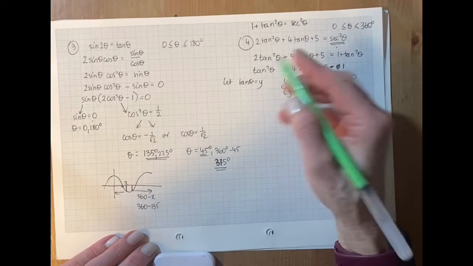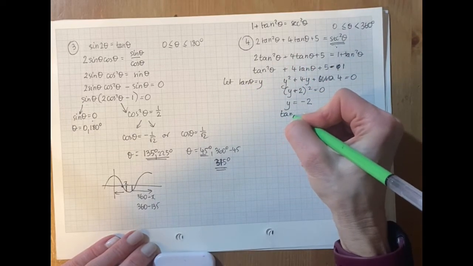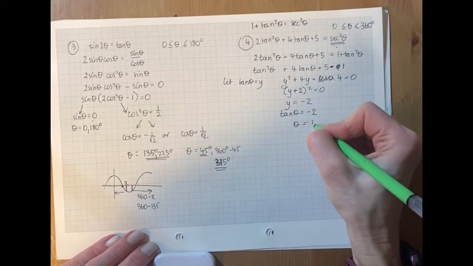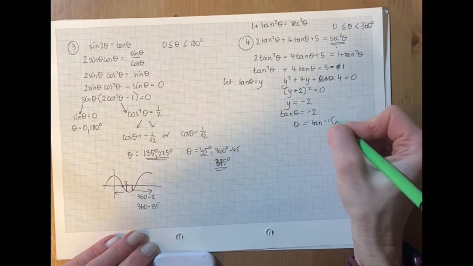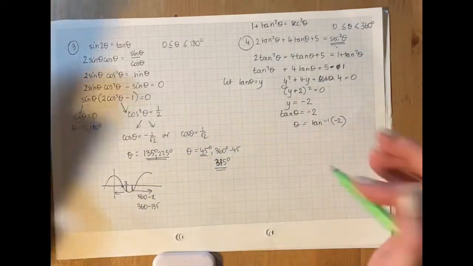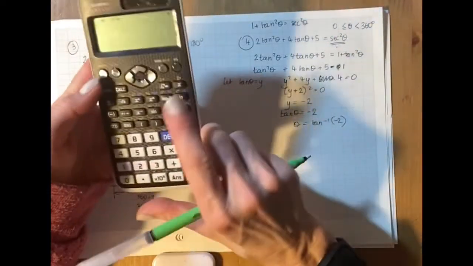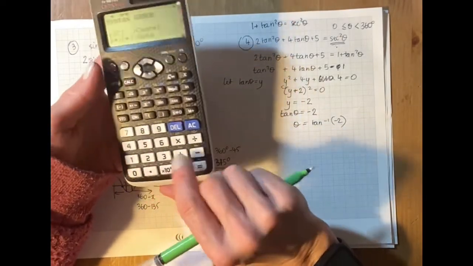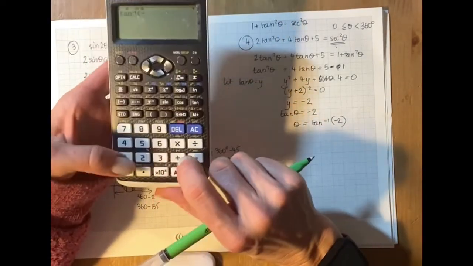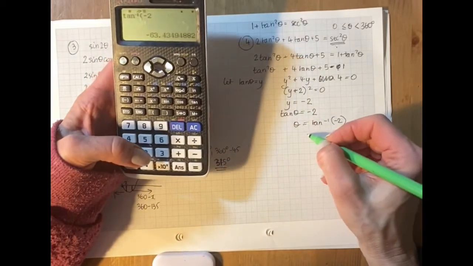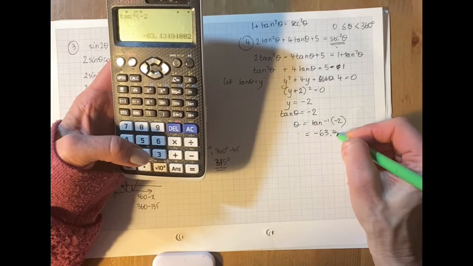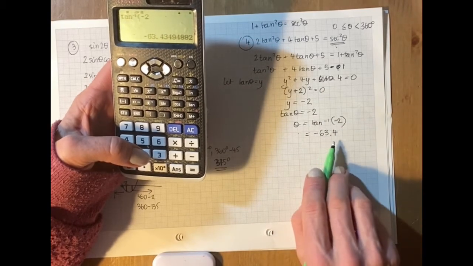But y is tan theta, so you've got tan theta is equal to minus 2. So theta is equal to tan inverse of minus 2. So we are in degrees, and in degrees, minus 2. So the answer is the principal angle that you're going to use to find the other solutions is minus 63.4.